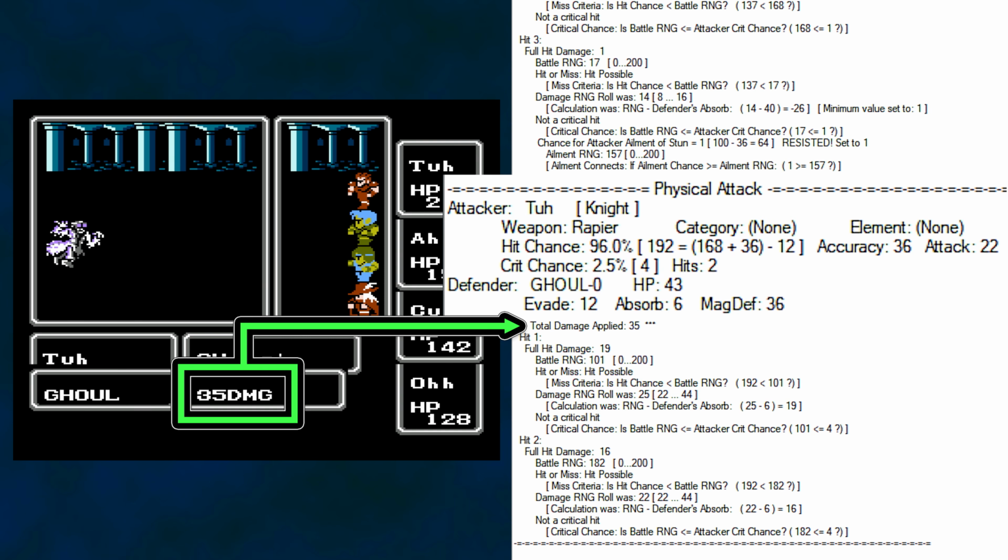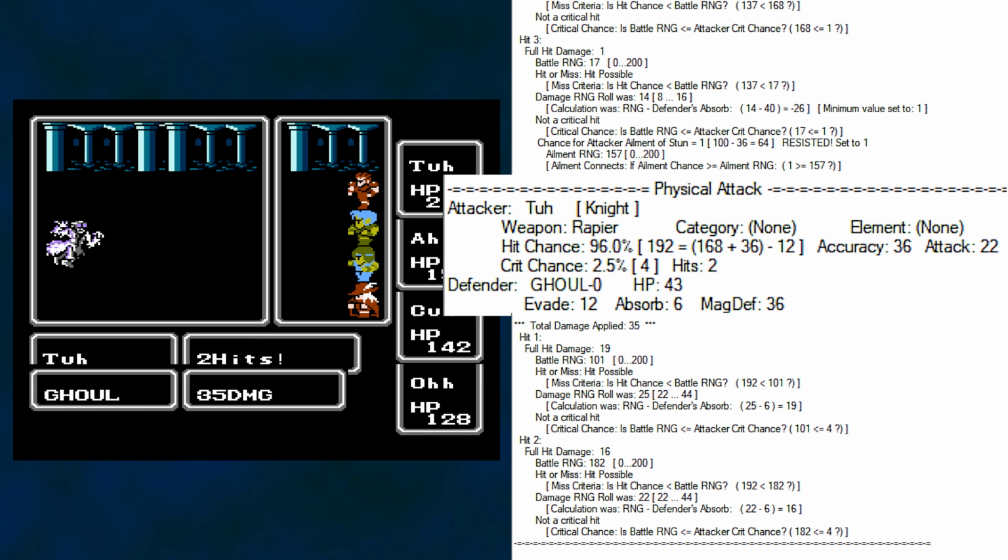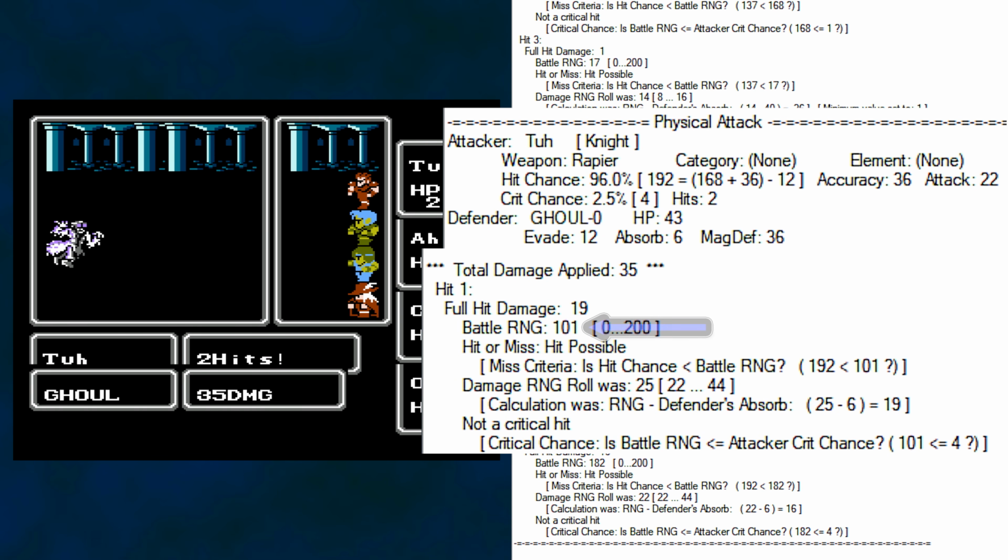We know the final damage is 35. I placed that grand total above the hit details. We have 2 hits in this example. Let's get into them. For hit 1, we rolled a battle RNG of 101. That's very much in the middle of the range. Our hit chance is 192. The hit chance is not less than the battle RNG, so we hit.